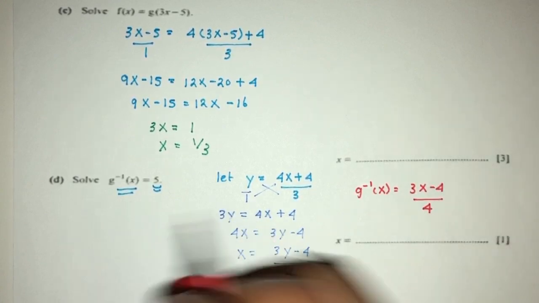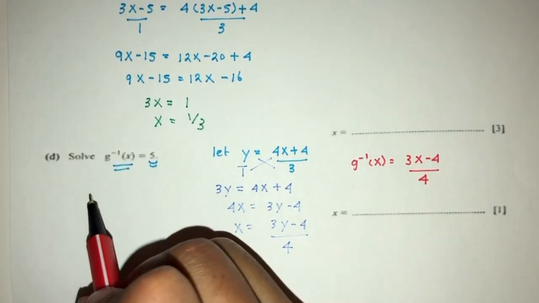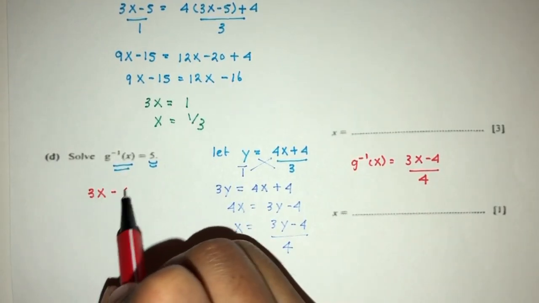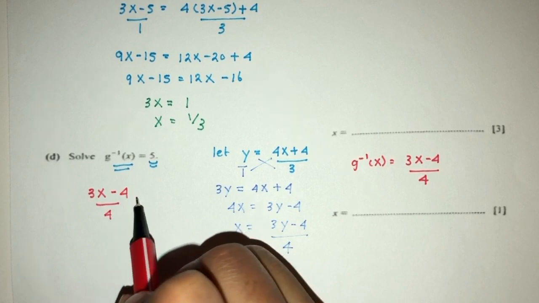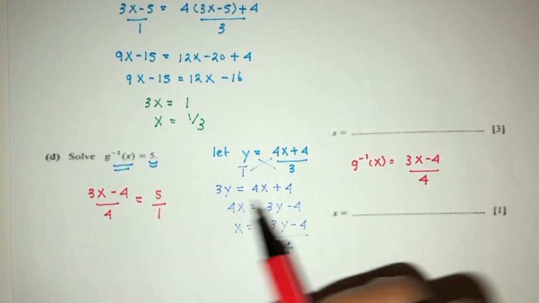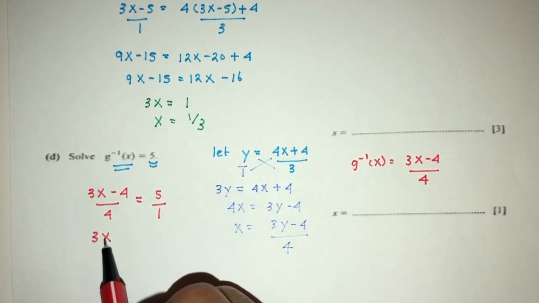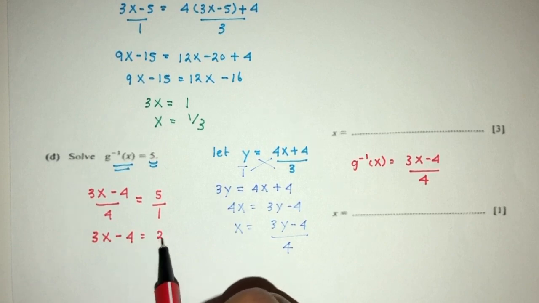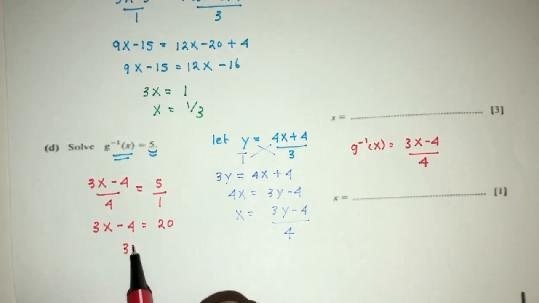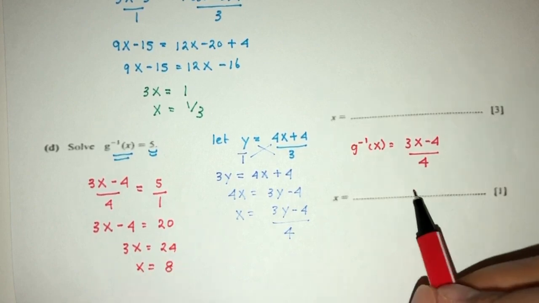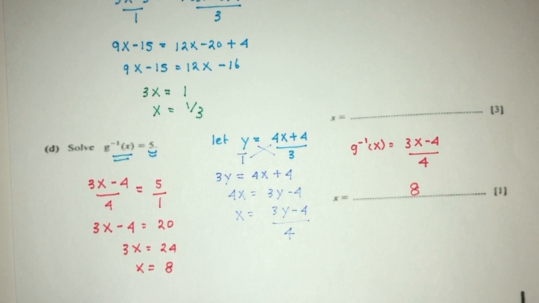Now replace back in your main equation. So you will have 3x minus 4 over 4 equal to 5. Now we cross multiply, you will have 3x minus 4 equals 20. Now 3x will obviously be 24, so x will have to be the value of 8. Okay, and that will be your question number 8.